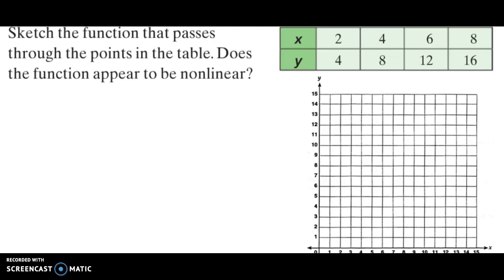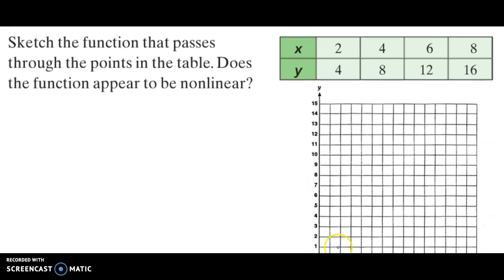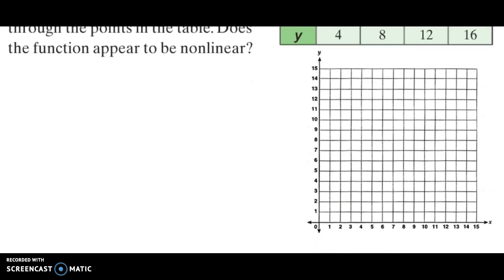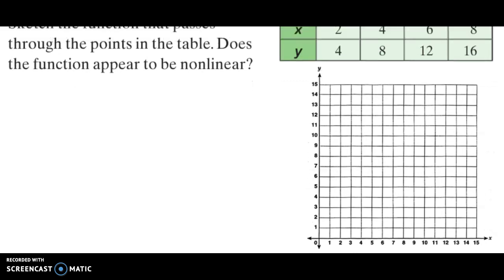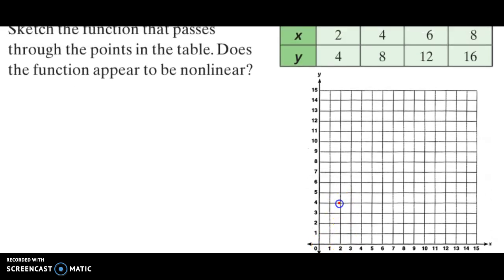One way we can do it is, since we know how to determine if the graph of a line is linear, we can go ahead and graph that. I already have x and y here, so I'm just going to quickly graph it. Sorry, it shifted a little bit. I have 2, 4 as my first point, 4, 8 as my second point, 6, 12 as my third, and 8, 16, which would be up here, is my last. If I connect those points, they do form a straight line. So does the function appear to be nonlinear? We would say no.